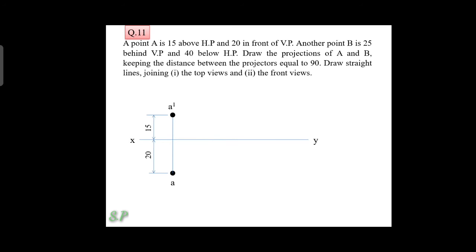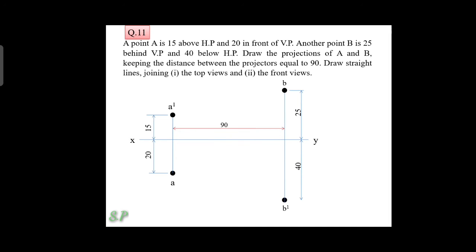Next, keeping the distance between the projectors equal to 90 mm. So this is a projector. From the A projector you take a 90 mm distance and draw the projector of point B. The projector of point B is located 25 behind VP and 40 below HP. So the top view point will be 25 behind VP and the front view point is 40 below HP.